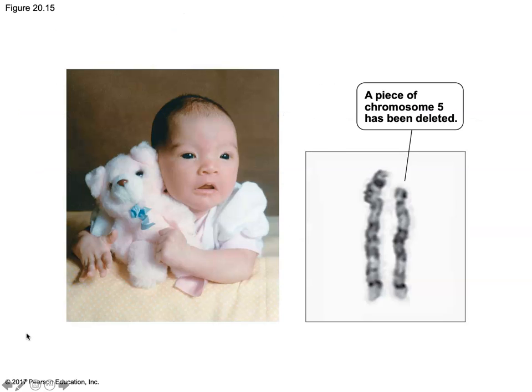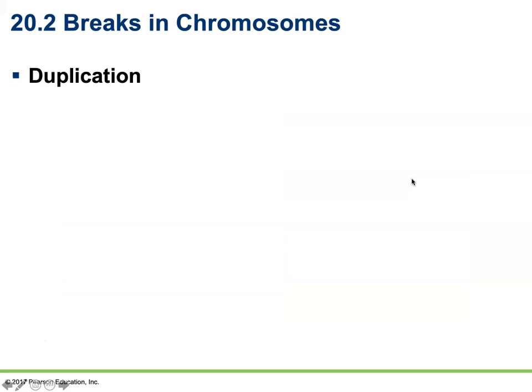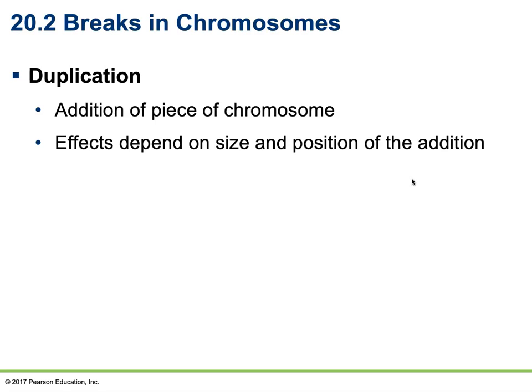Here's an example of an individual who is born with this particular syndrome. A piece of that chromosome 5 has been deleted. A duplication is another possible change in the chromosome. This is where we actually see an addition to a piece of chromosome. The effects depend on the size and the position of the addition.